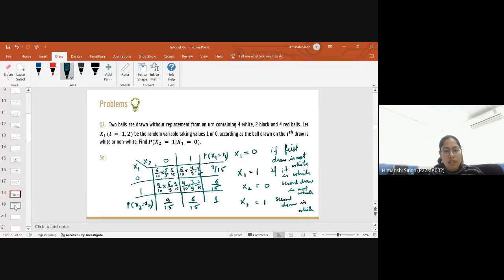So any doubt in this? In calculating these joint densities and the marginals and finally calculating the conditional one? Any doubt in this? Or is it clear?